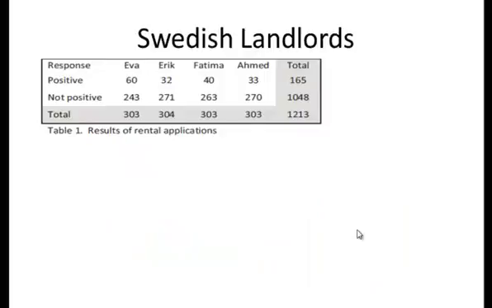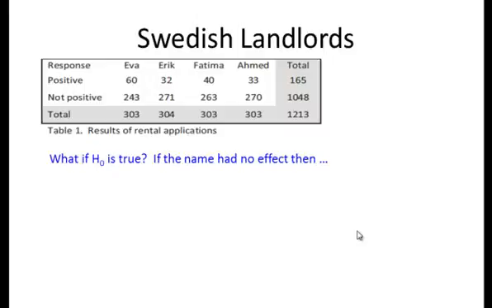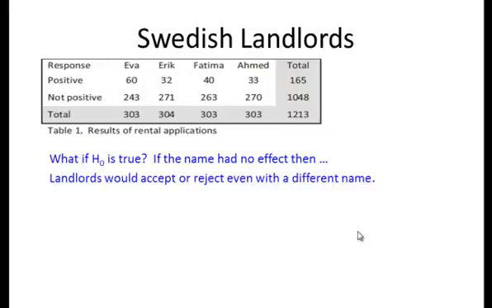As in all significance tests, we begin by assuming the null hypothesis is true, and then we ask, what if there really is no discrimination and the name on the application makes no difference? If this is right, then the landlords accepted or rejected the applications based on the application itself and had nothing to do with the name on it. The same is true for the applications that were rejected.